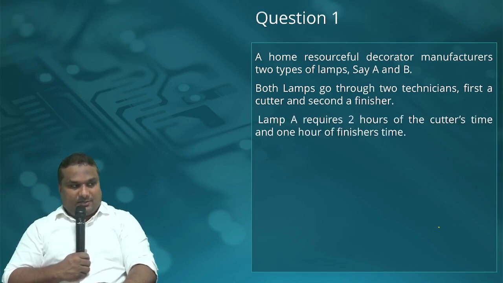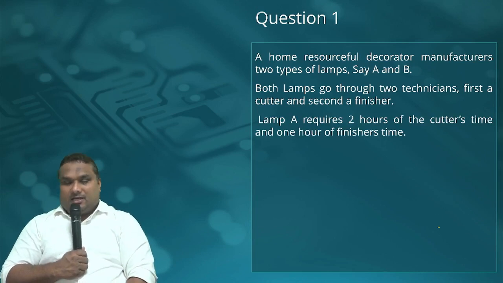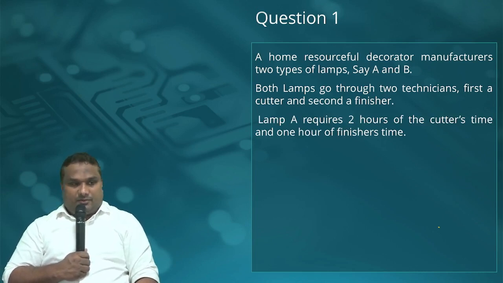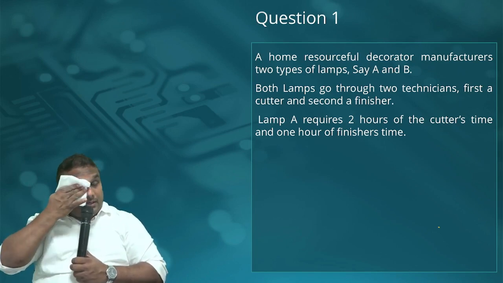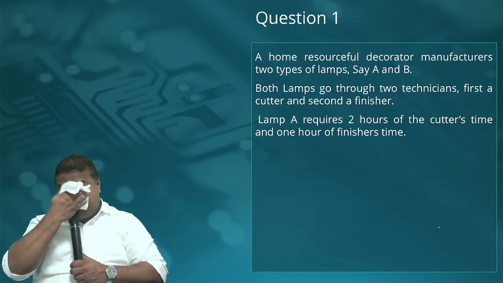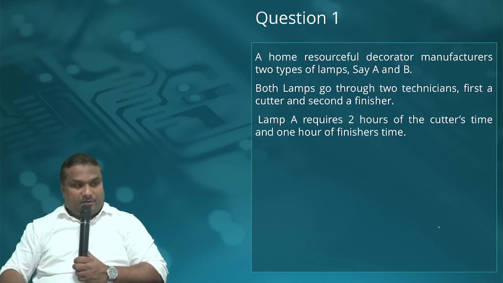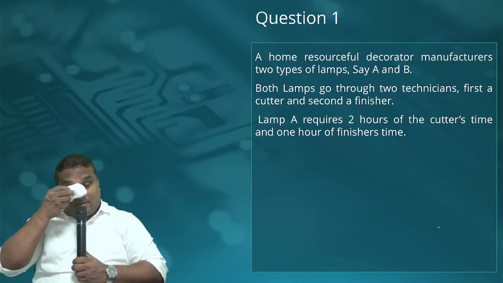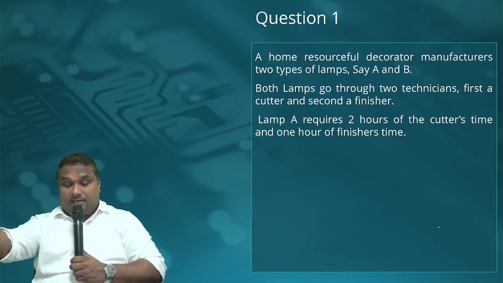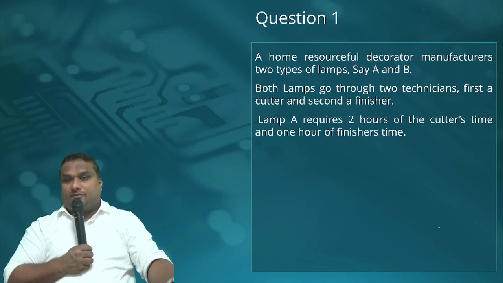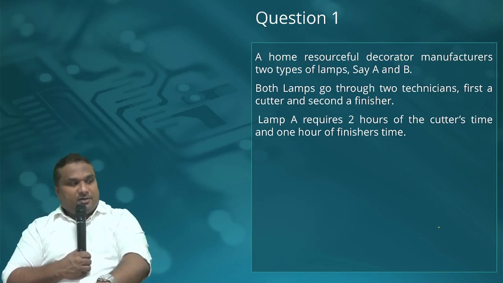Now, next read on. Lamp A requires 2 hours of cutter's time and 1 hour of finisher's time. 1 hour of what? Tell me. 1 hour of finisher's time.